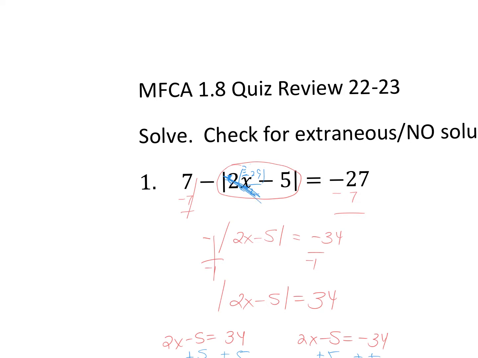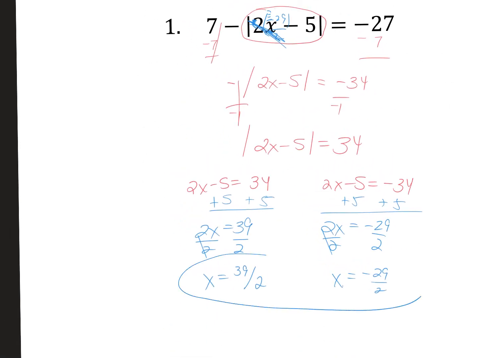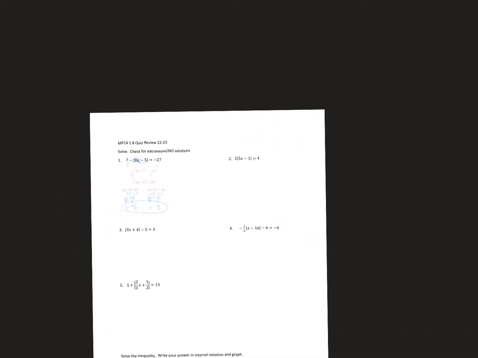So now do the same thing, and we're going to plug in negative 29 over 2. 2's cancel out. What's negative 29 minus 5? Negative 34. What's the absolute value of negative 34? 34. So 7 minus 34, negative 27. So both of these work. You're good to go. Questions? All right, moving along to number 2.